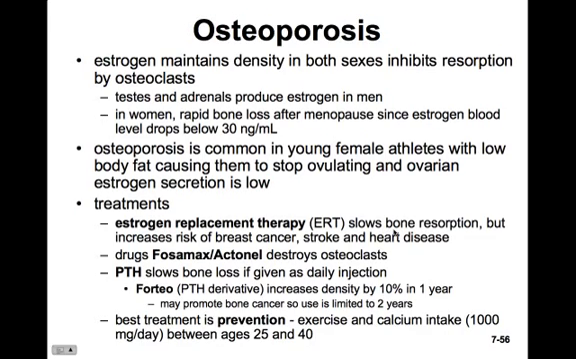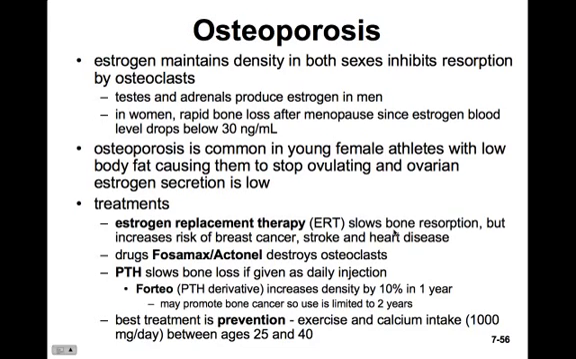There are several different treatments that are common for osteoporosis, the first of which is estrogen replacement therapy. It's fairly controversial because although it does slow bone resorption by inhibiting osteoclast activity, estrogens also increase the risk of breast cancer, stroke, and heart disease. So you really have to balance out what the risks and benefits are.